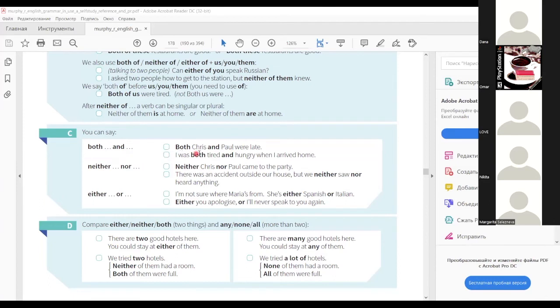Вот, например, both Chris and Paul were late, или там I was both tired and hungry when I arrived home, или neither Chris nor Paul came to the party, или but we neither saw nor heard anything. То есть и перед глаголами вы можете это поставить, и перед существительными, и перед именами, местоимениями, перед прилагательными и так далее. То есть эти штуки ставятся везде. Ну вот меня больше всего, конечно, этот сейчас пример интересует, раз сегодня тема с глаголами. So, there was an accident outside our house, but we neither saw nor heard anything.